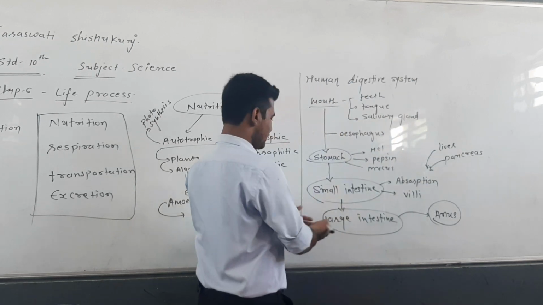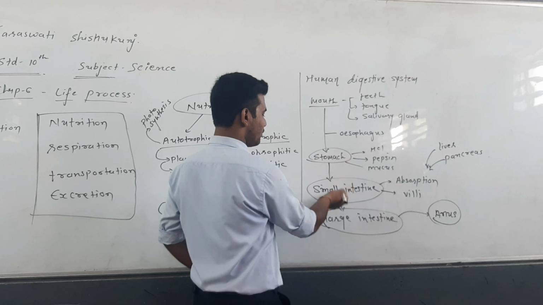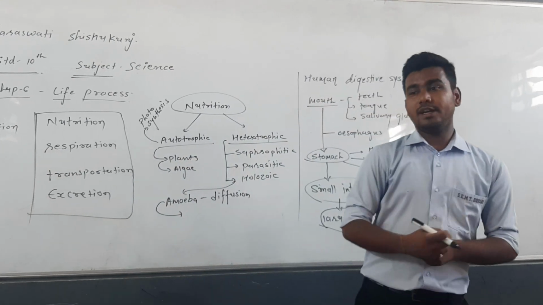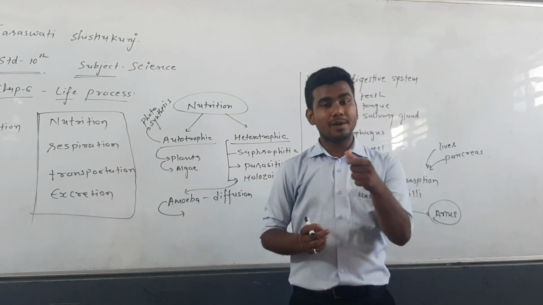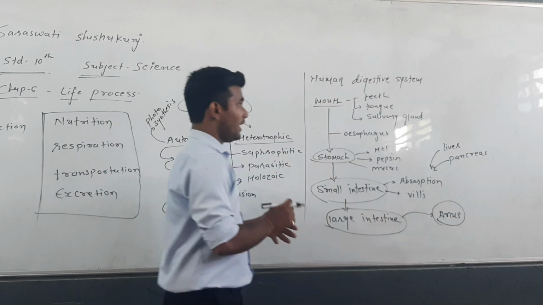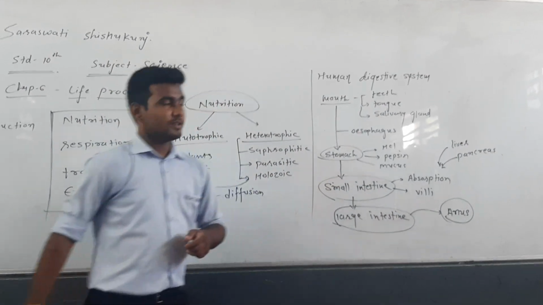One more most important 1-mark question: between the stomach and small intestine, who is regulating the food, right? So in that we will consider sphincter muscles. So that is also one of the most important questions. So this way we have understood the digestive system in human beings, right?